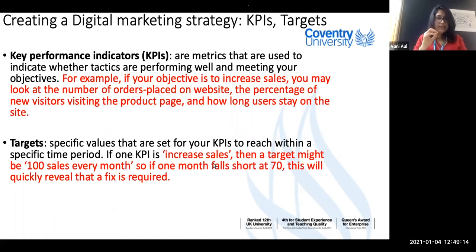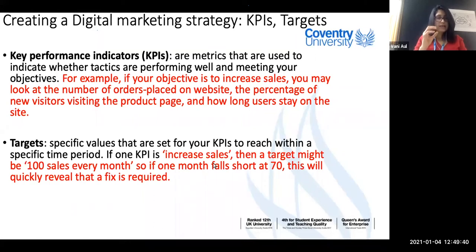Key performance indicators are metrics or indicators that actually indicate the performance for that particular campaign and performance towards the objectives. So if the objective is increase sales, then it is very wise to look at the number of orders placed on the website, the percentage of the new visitors visiting the product page, etc.